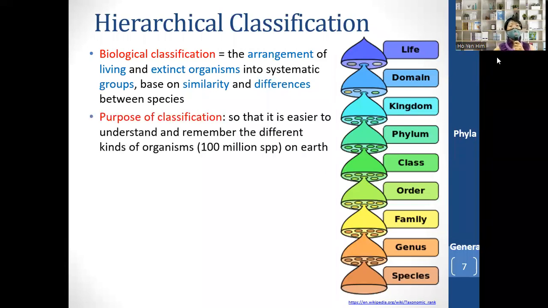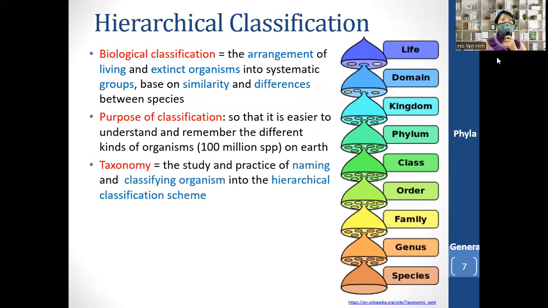So the purpose of classification is so that it's easier for us to understand the features of the organism and remember the different kinds of organisms on Earth. So how many species are on Earth? 100 million. 100 million species on Earth. So a lot.